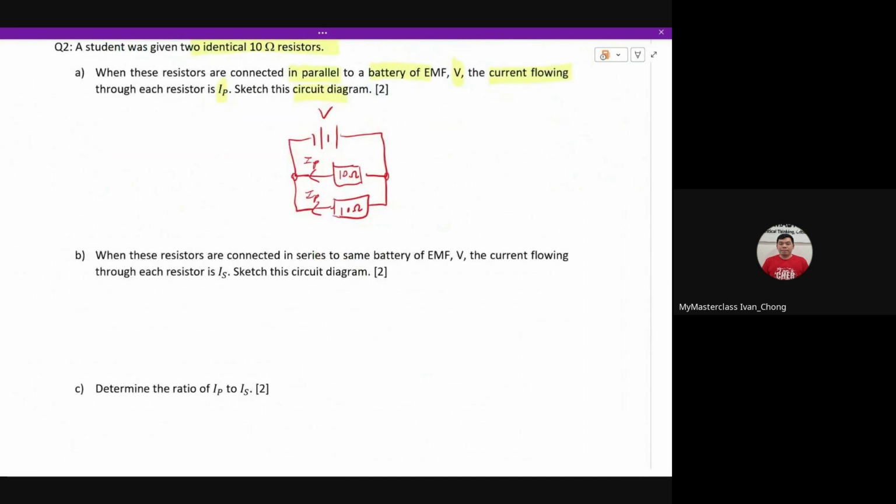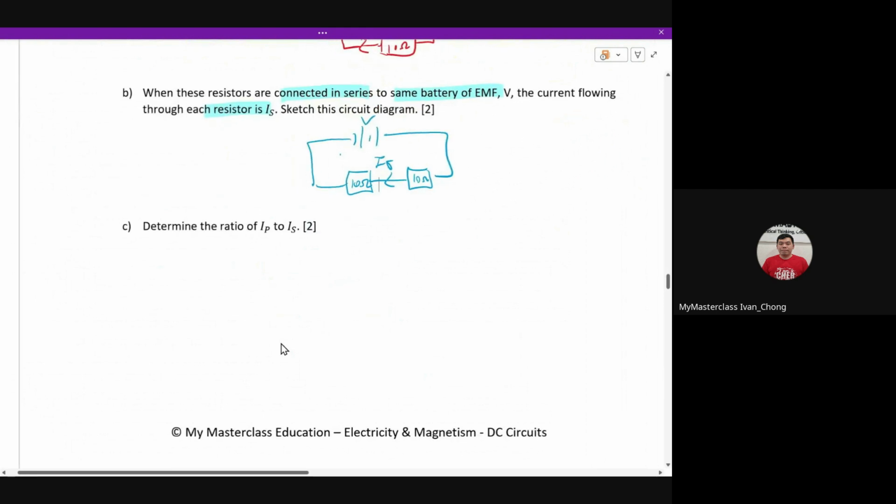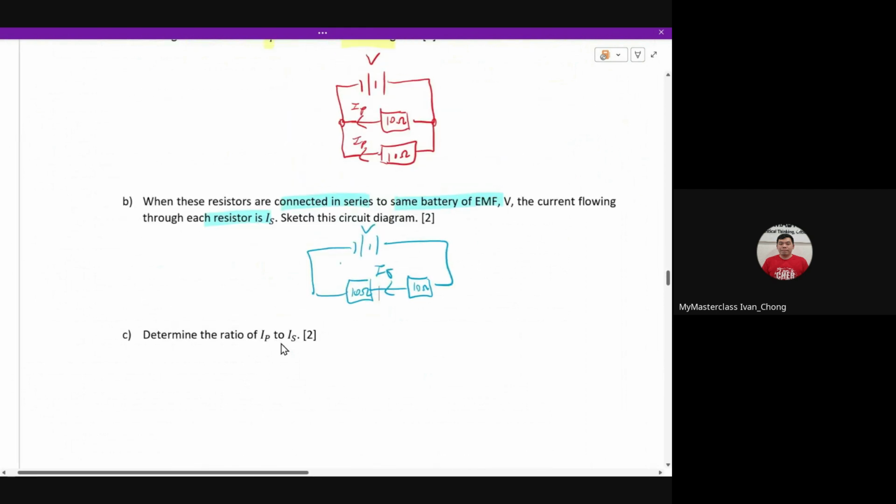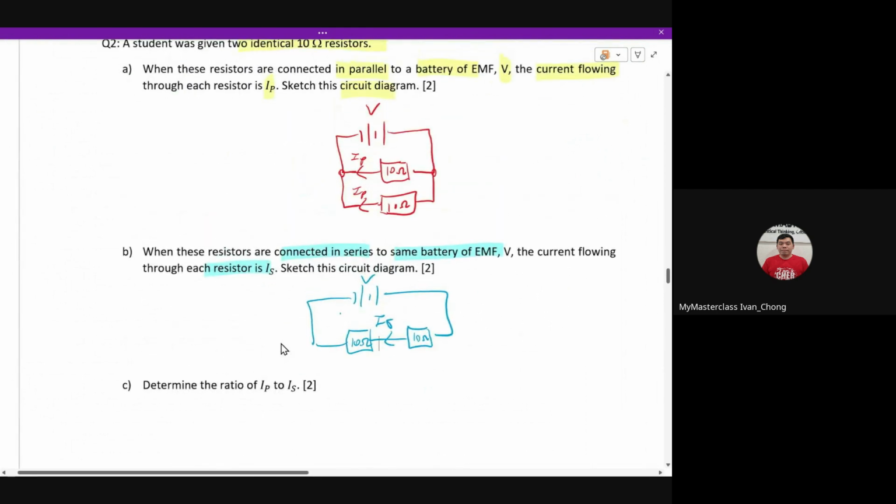The next, if I connect it in series to the same battery, you now have this current. So now same battery, V, but now I have your two resistors in series, and now your current is IS. So determine the ratio of IP and IS. So basically we need to calculate what's IP and what's IS. So for IP, you notice this is actually your I1.